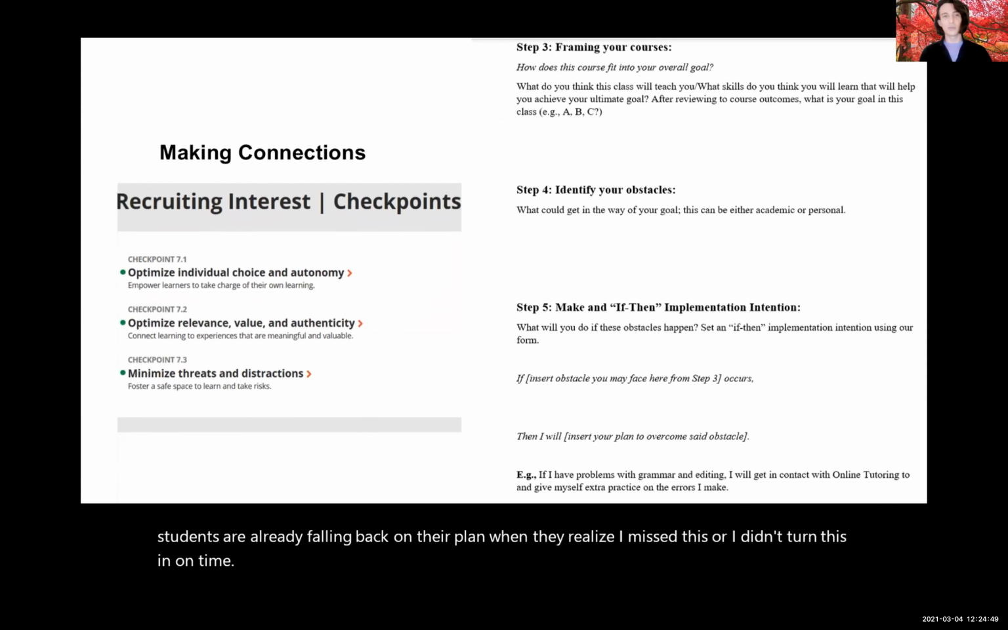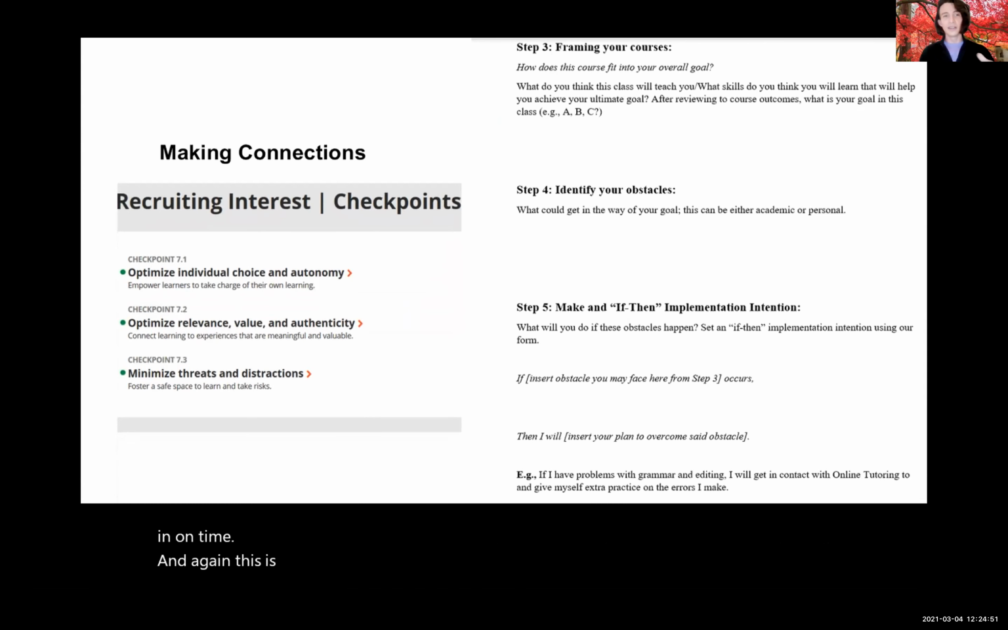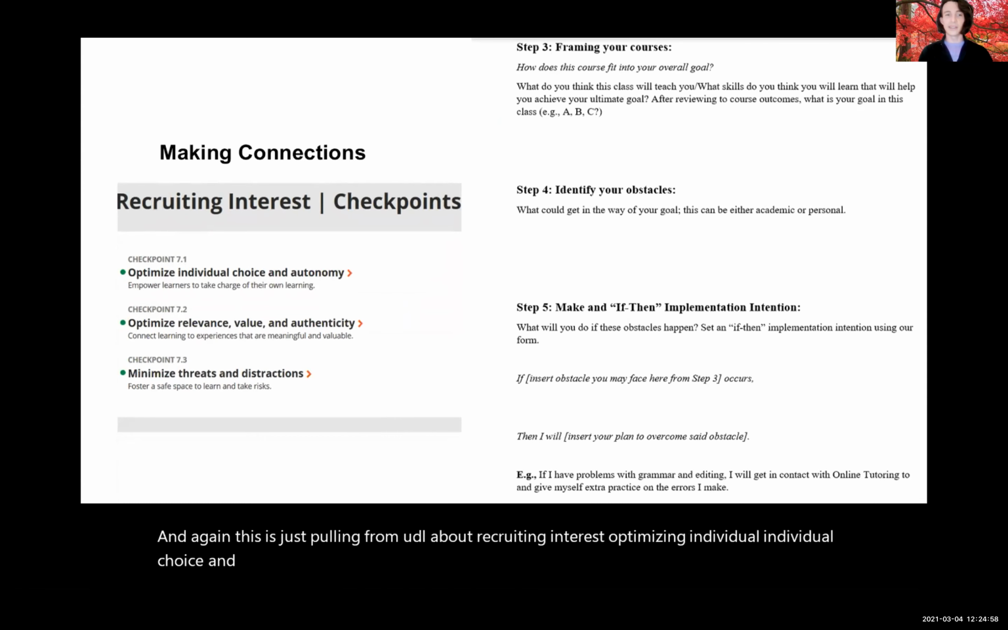And again, this is just pulling from UDL about recruiting interest, optimizing individual choice and autonomy, optimizing the relevance, value, and authenticity of the assignments.